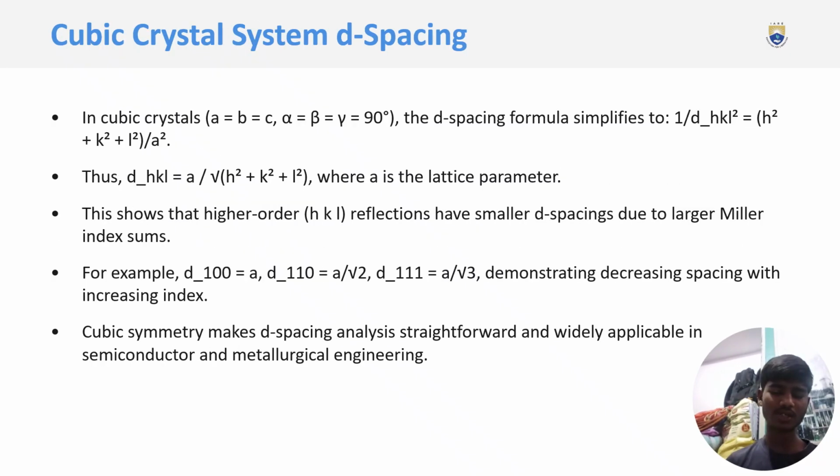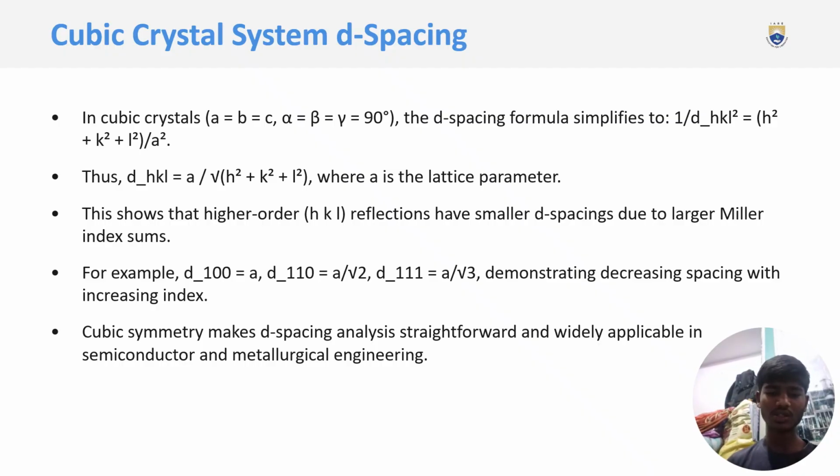Cubic crystal system d-spacing. In cubic crystals, a equal to b equal to c, alpha equal to beta equal to gamma equal to 90 degrees. The d-spacing formula simplifies: 1 by d_HKL square equal to h square plus k square plus l square by a square. Thus, d_HKL equal to a by under root h square plus k square plus l square, where a is the lattice parameter.